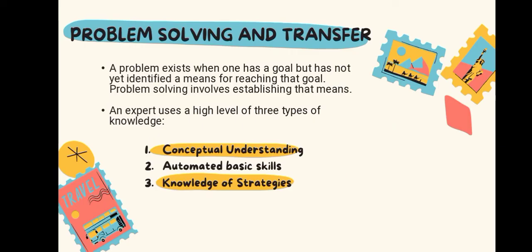So, problem solving and transfer. As noted previously, problem solving as conceptualized here is different from applying known procedures to solve a problem, such as using a formula to convert Fahrenheit to Celsius. Knowledge of rules is an important element for obtaining solutions to problems, but it is not what we're referring to here as problem solving. So a problem exists when one has a goal but has not yet identified a means for reaching that goal. So problem solving involves establishing that means.